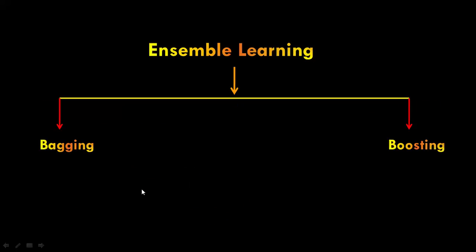What is bagging? Bagging is called bootstrap aggregation. It is also called bootstrap aggregating. It trains multiple models independently in parallel and averages their predictions. That is what bagging is all about.